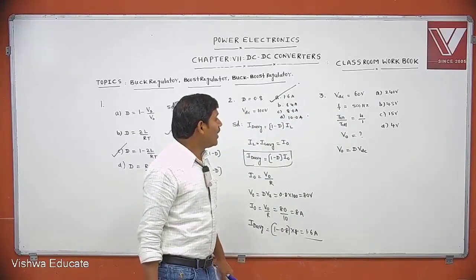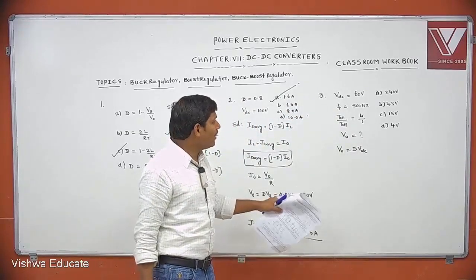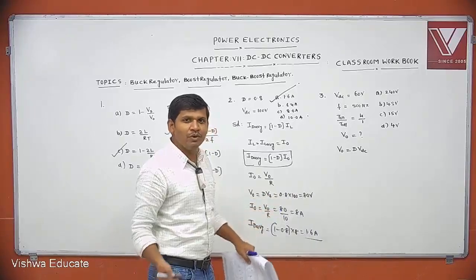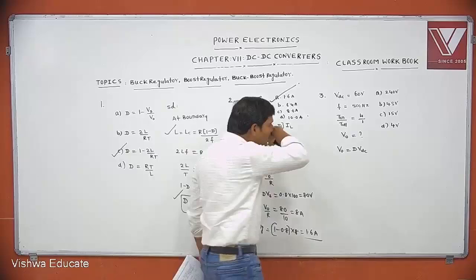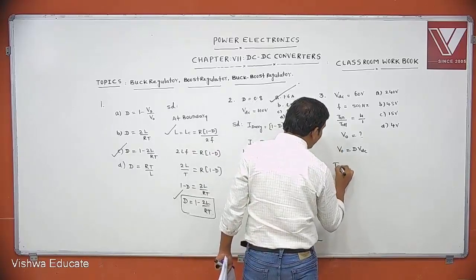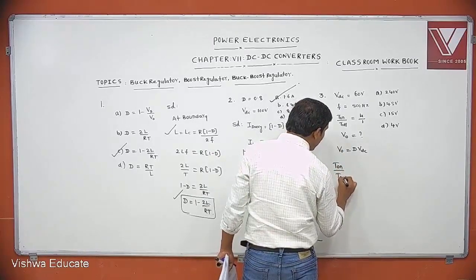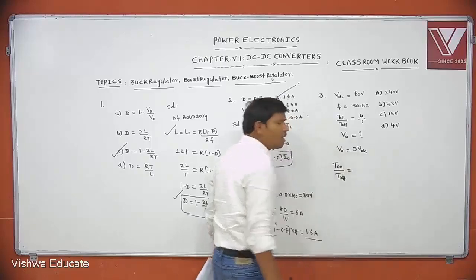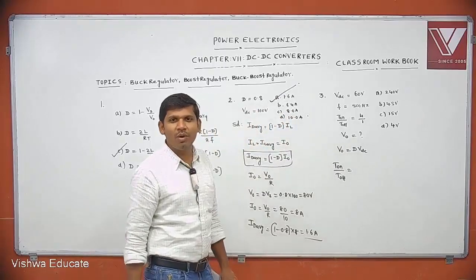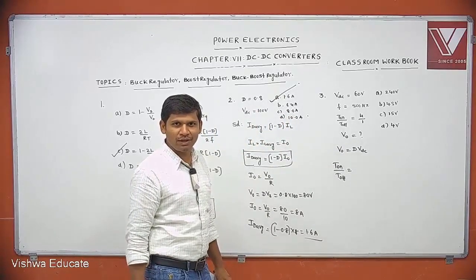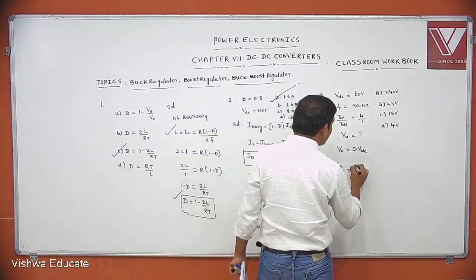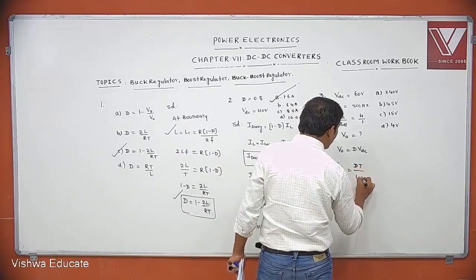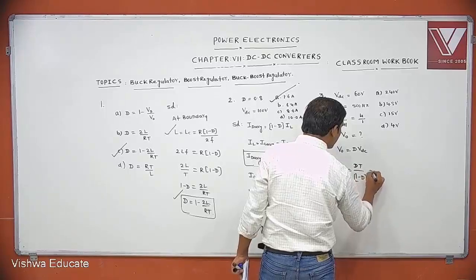Then to find the average voltage, you need the duty cycle. But the duty cycle is not given directly. To calculate it, data is given: on time by off time. What is T on by T off? That I told, it is also called the mark to space ratio. On means mark, off means space. T on is dT, and T off is (1 minus d) into T. Many times I have given this formula.